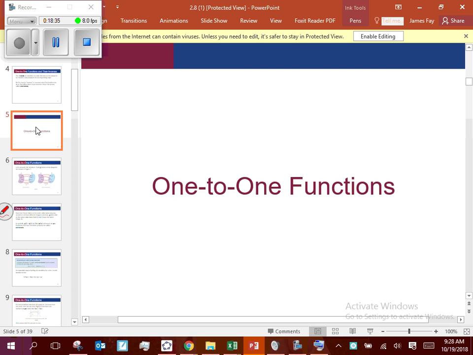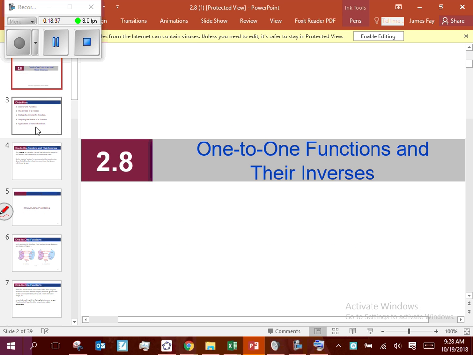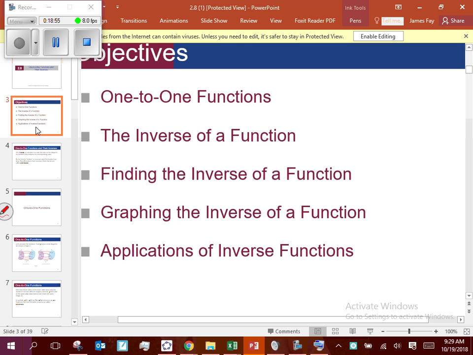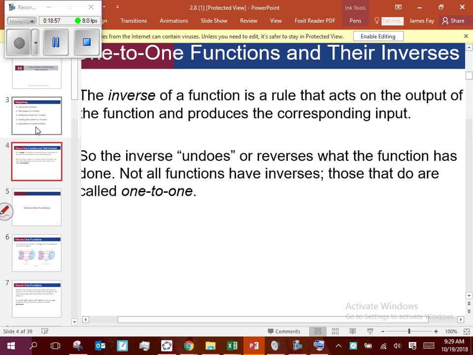I want to talk about what we call one-to-one functions a little bit. So this is section 2.8. We'll get about halfway through this, and let's pick up on the algebraic or the analytic aspect of it on Monday. But today is just kind of the logic or the explanation of the concept. So, one-to-one functions.